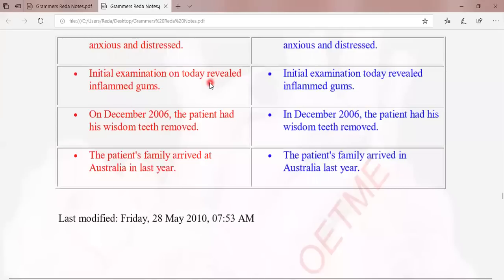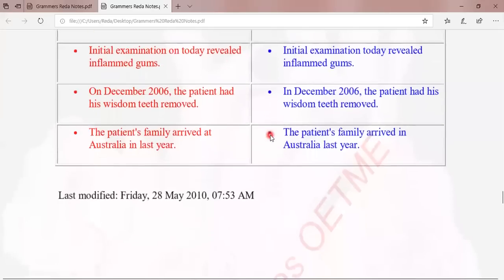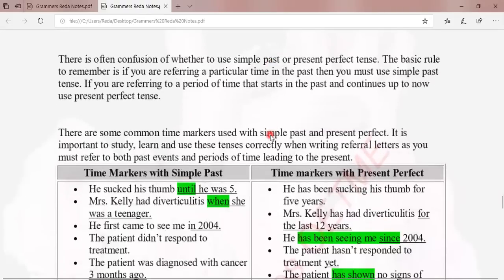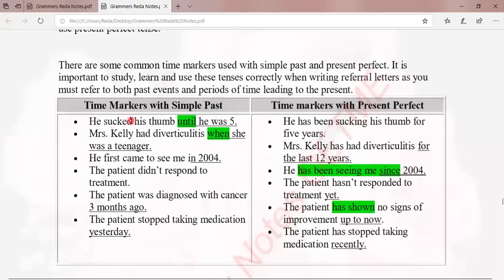Initial examination today revealed inflamed gums. So simple and present perfect. Very nice to read this. Very nice to ask many people on Facebook what to write, present, past, what. So you have to be oriented with the verb at first, and then you will decide alone.